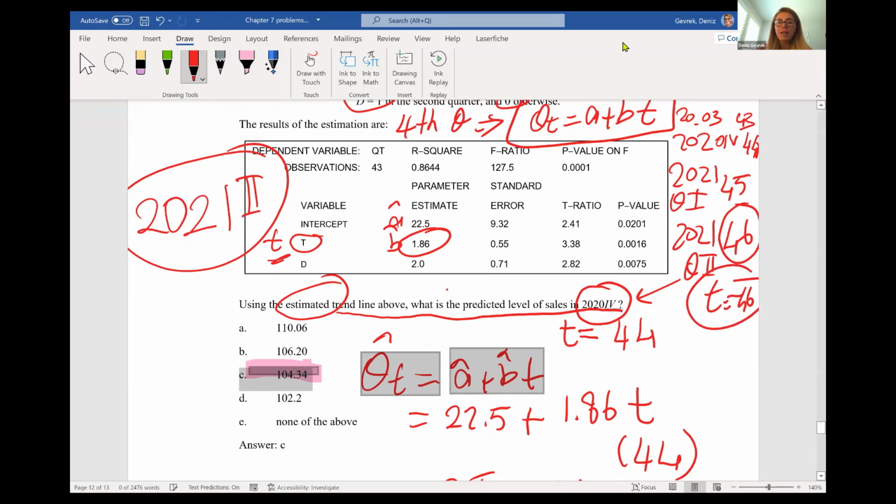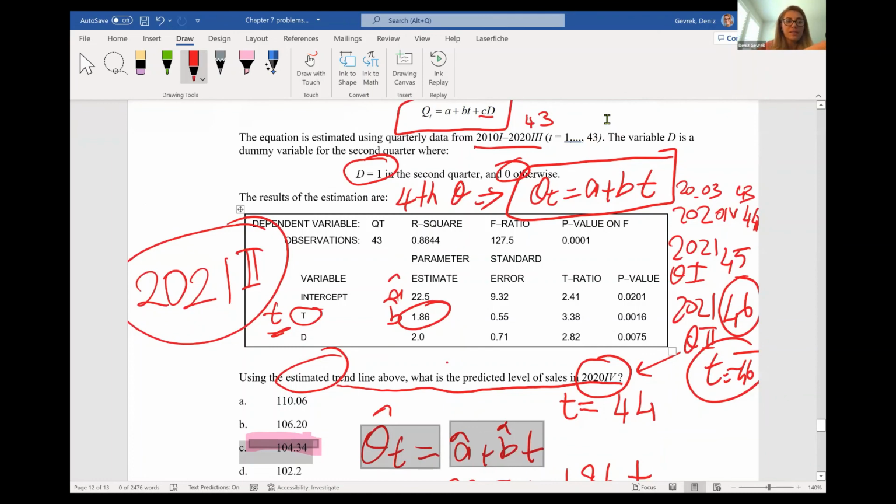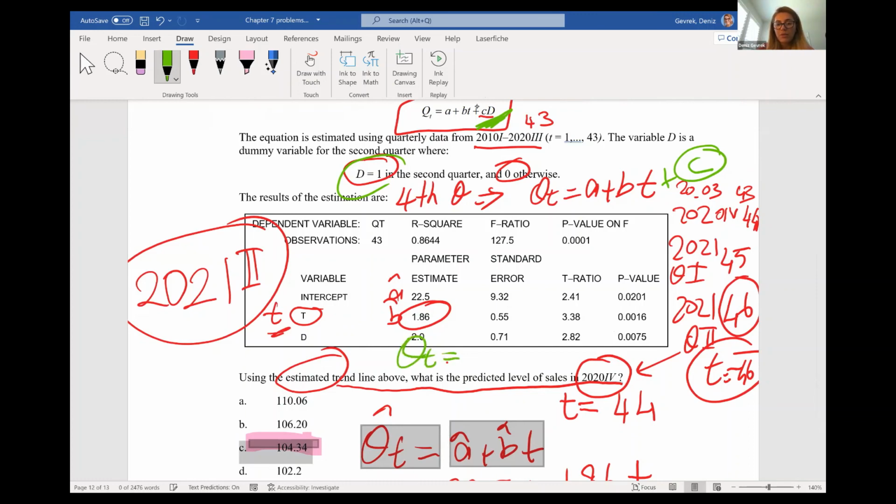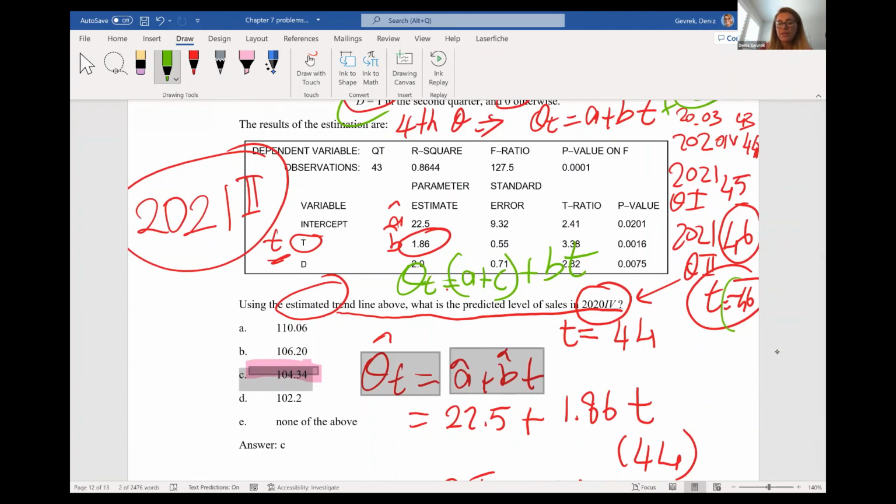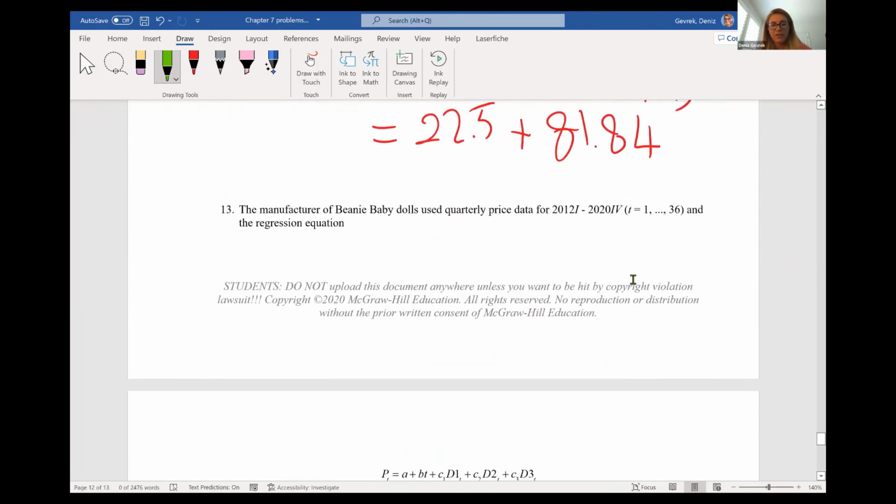But not only that, my equation is going to look a little different for the second quarter, right? My equation is going to have plus C, because this D takes on a value 1. So your equation will be Q_t equals A plus C plus B t. Just plug in all these estimated values, and instead of t, we are going to put 46. When I first saw this question, I was like, I have to count carefully to find what t is. So that's the whole trick that we have to do.